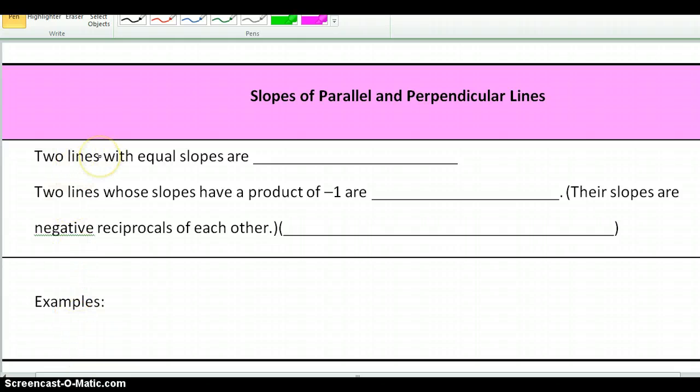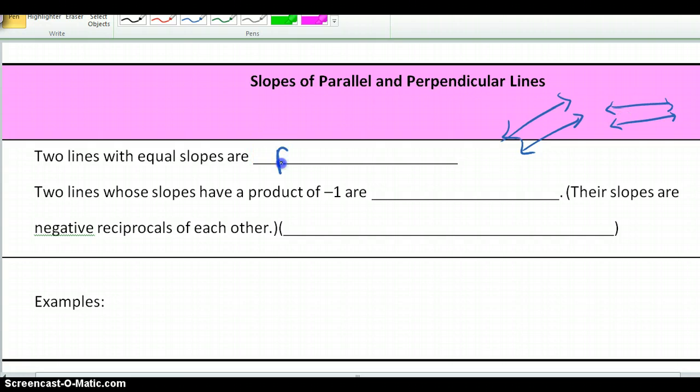Okay, slopes of parallel and perpendicular lines. So if you think of two parallel lines, what do you think the slopes of them would be? How would they compare to each other? Two lines with equal slopes are parallel, because they would never be able to touch and they'd have the same steepness to them.